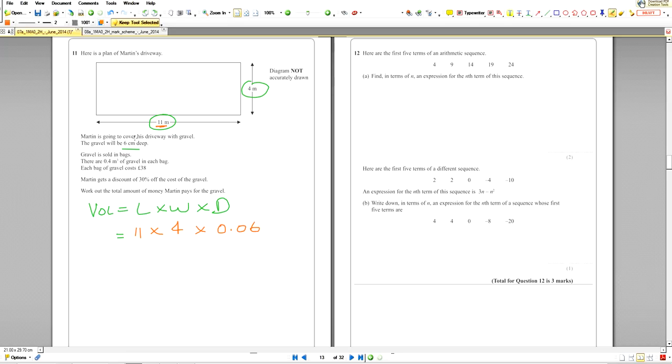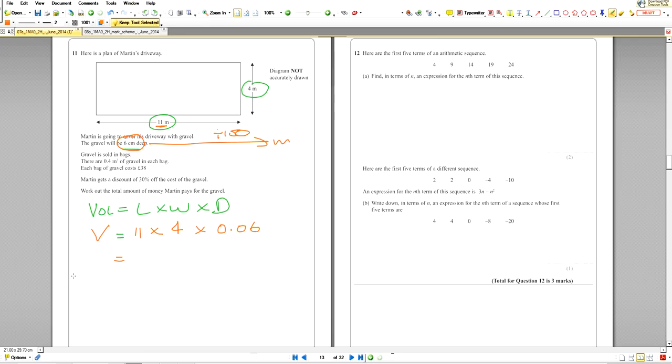Why is that? Because the depth has been given to us in centimeters. So 6 centimeters, if we change that to meters, we have to divide it by 100. 6 divided by 100 is 0.06. We must maintain that all the numbers are of the same units. You can't have meters and centimeters in there. We must maintain the consistency of the units, okay? We cannot mix meters and centimeters. It's got to be all in meters or all in centimeters. So that's the volume that we need to fill with the gravel.